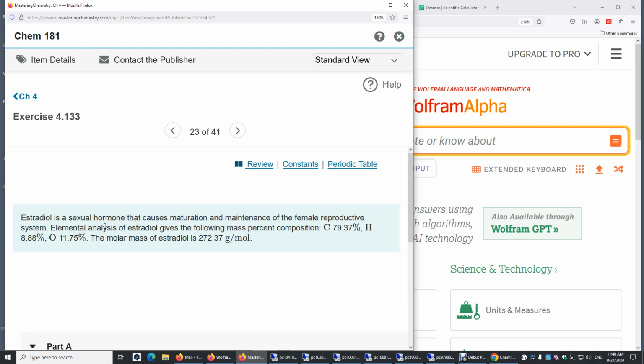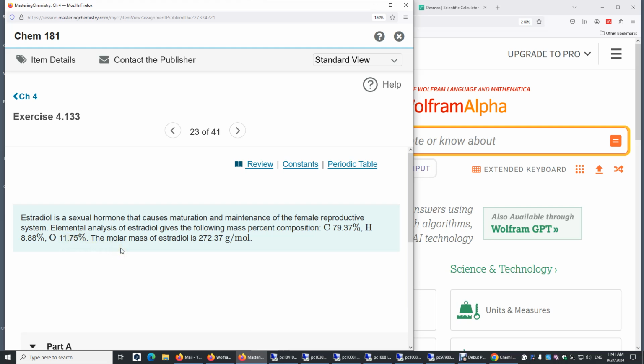Elemental analysis of estradiol gives the following mass percent composition: 79.37% of carbon, 8.88% of hydrogen, 11.75% of oxygen. We also have the molar mass. So those are mass percentages.